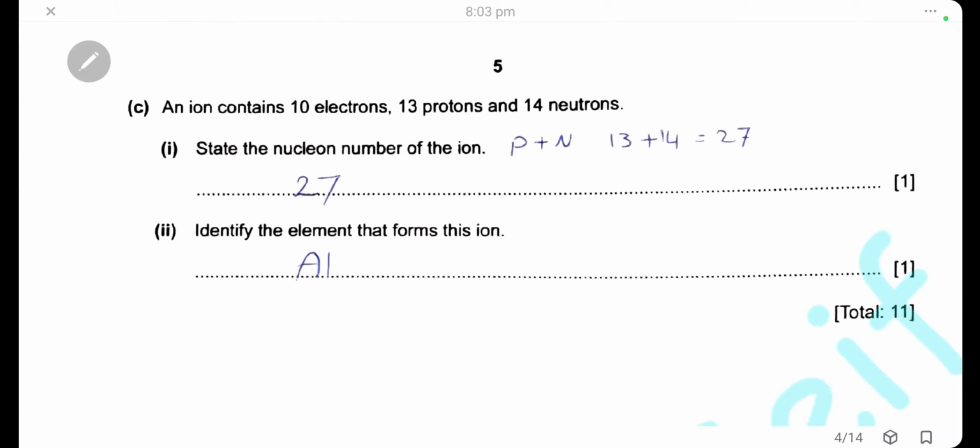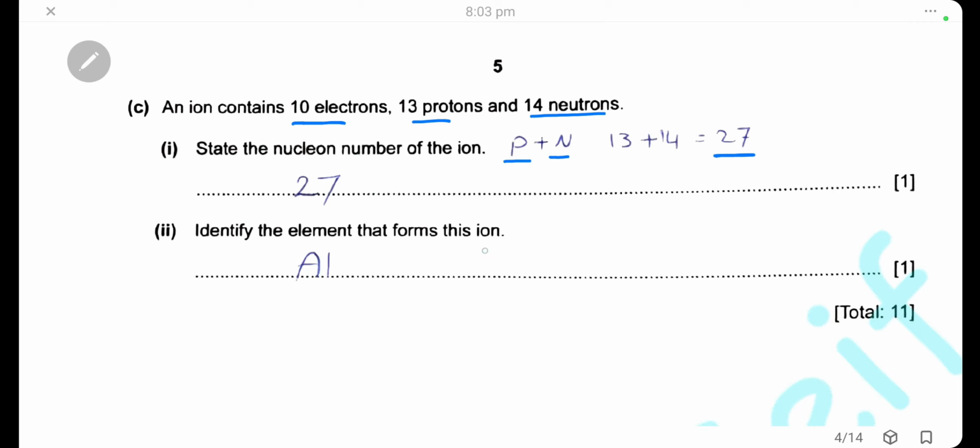An ion contains 10 electrons, 13 protons, and 14 neutrons. State the nucleon number of the ion. The nucleon number is the total number of protons and neutrons, so we will add 13 plus 14, the total will be 27. The nucleon number is 27.